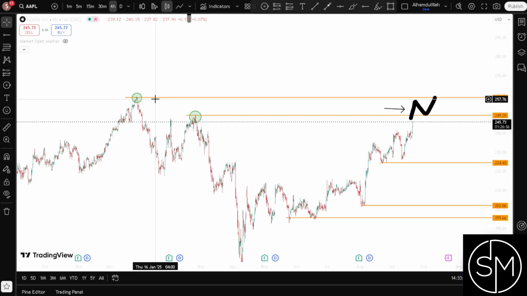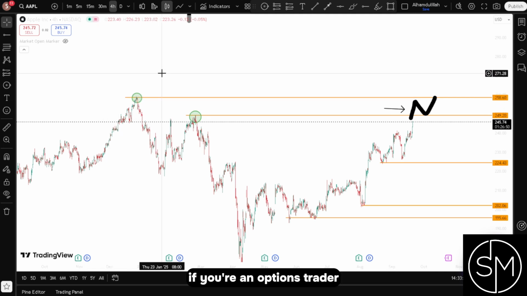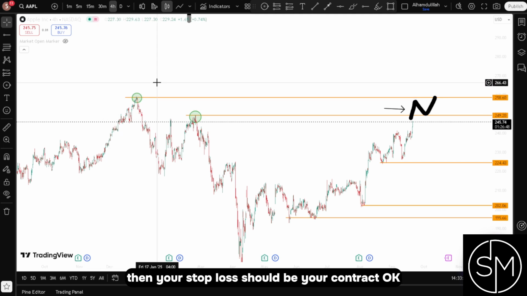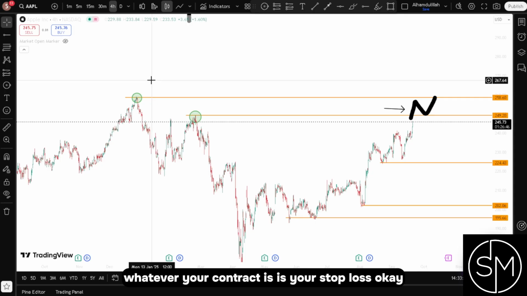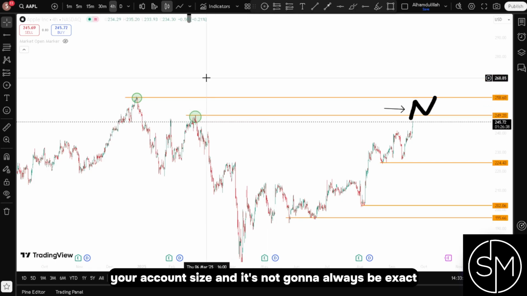And then you place your stop loss within your risk management. If you're an options trader, then your stop loss should be your contract. Whatever your contract is, that's your stop loss. But for forex and futures traders, your stop loss is going to be dependent on you and your account size, and it's not always going to be exact.